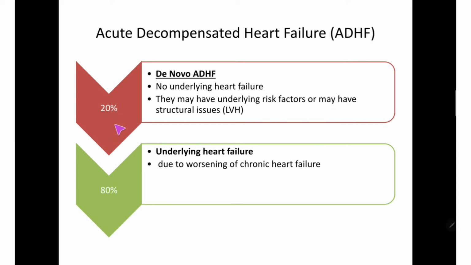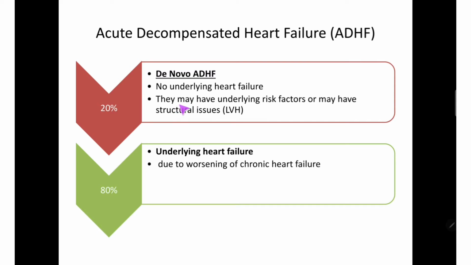Like 20% of patients will have a de novo acute decompensated heart failure, and 80% of patients will have some kind of underlying heart failure and come with acute decompensated heart failure. So in this 20% of patients with de novo ADHF, there will be no underlying heart failure, or maybe the patient was completely normal and now he is presenting with this ADHF.